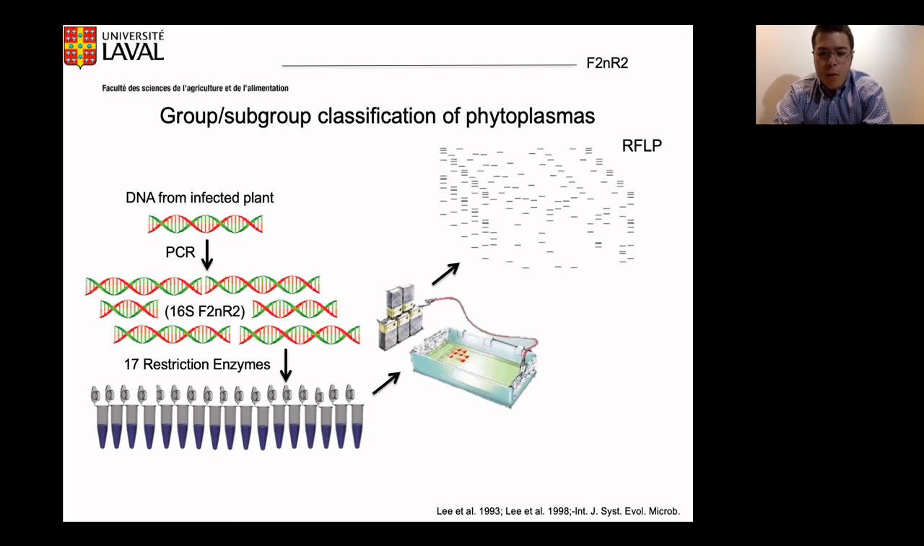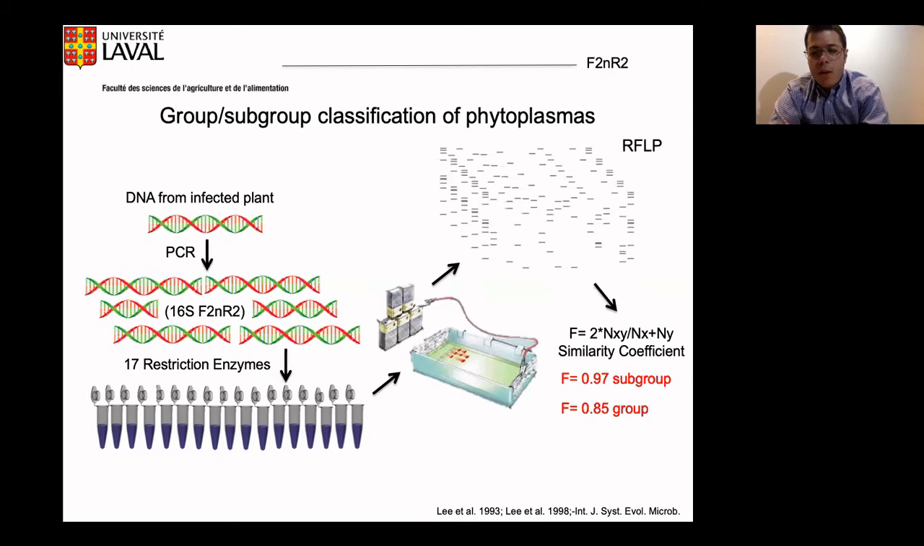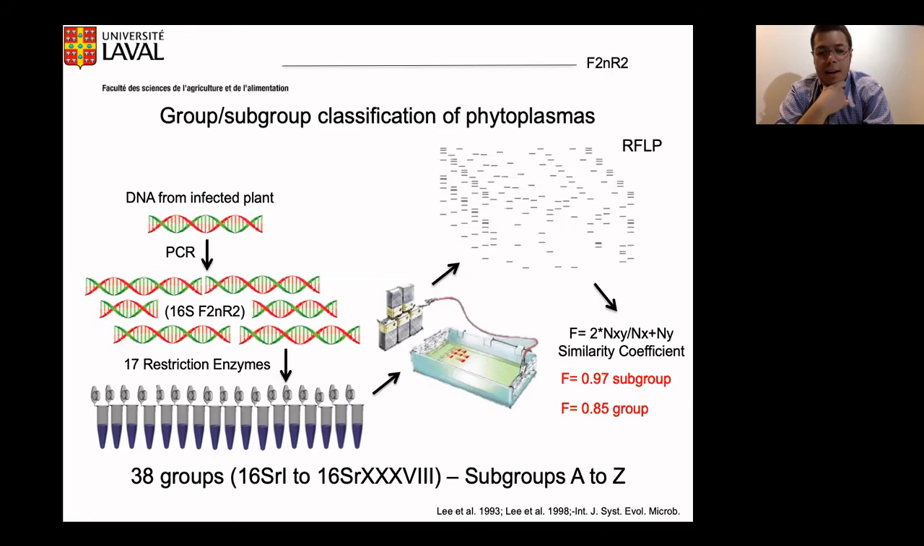for every phytoplasma. Based on this, they used similarity coefficients, and they defined that strains with more than 0.97 would be the same subgroup, and if they had more than 0.85 would be the same group. So to date, there are more than 38 groups and a lot of subgroups. In 2016, in work with colleagues from here, from Canada, we identified the last groups, which went beyond A to Z. So now we have even two letters. So complicated, as you can see.